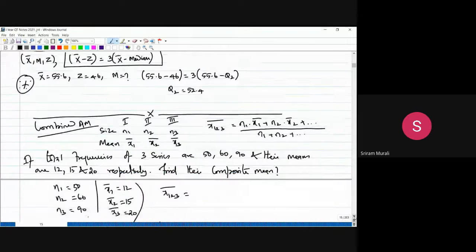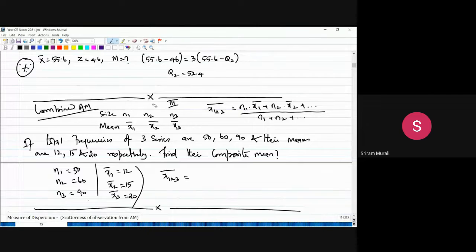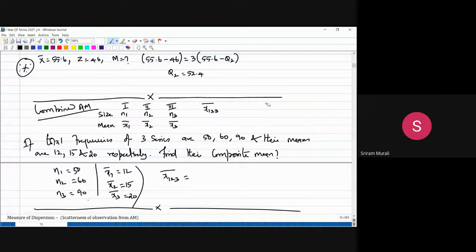The next one is combined arithmetic mean. Suppose you are given 3 groups, 1, 2, 3. First group size or strength is N1. Second group is N2. Third group is N3. Whose respective means are X1 bar, X2 bar, X3 bar. What is the combined arithmetic mean? X1 2 3 bar is equal to the same formula which we have learnt, sigma fx by sigma f: N1 X1 bar plus N2 X2 bar plus N3 X3 bar divided by N1 plus N2 plus N3.